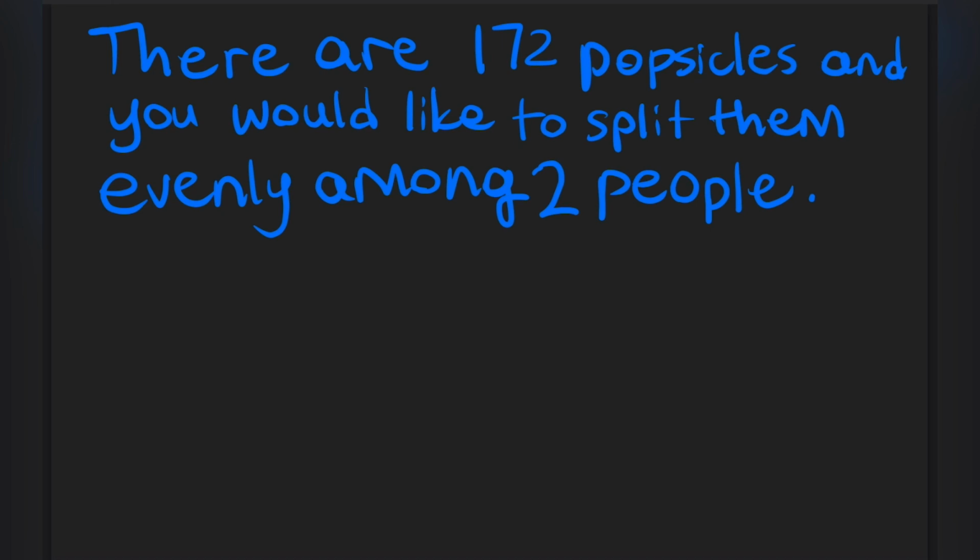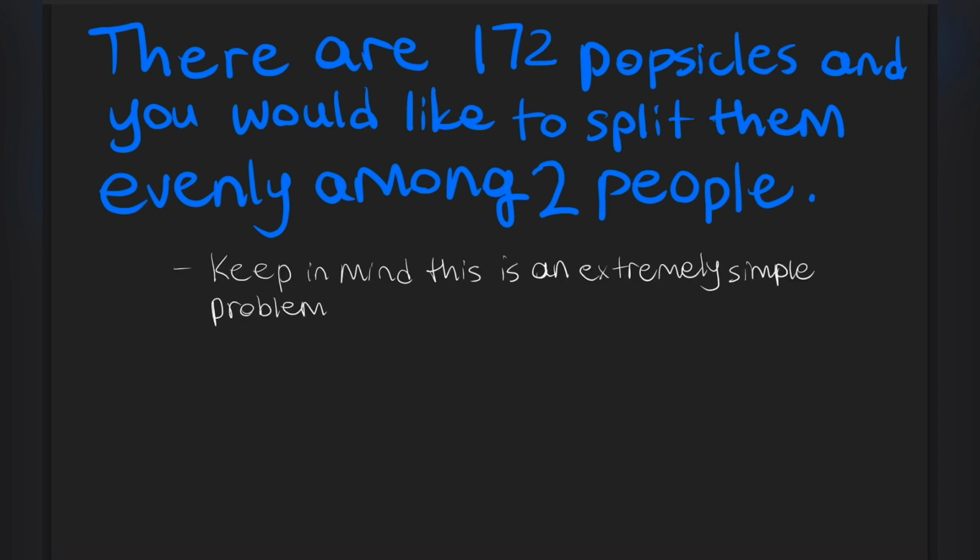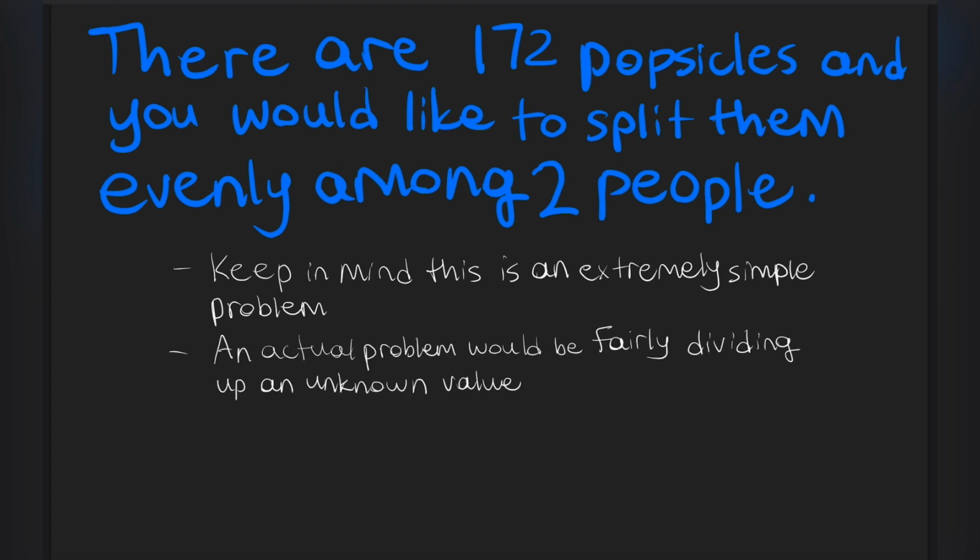Alright, now let's talk about the problem. There are 172 popsicles and you would like to split them evenly among two people. Keep in mind that this is an extremely simple problem and it's not something you would use an operations research mathematical model for, but just for the purposes of explaining how to linearize functions, we're going to use this problem. An actual problem using linearization and dividing up evenly, like allocating equally, would be fairly dividing up an unknown value and minimizing something according to that value.